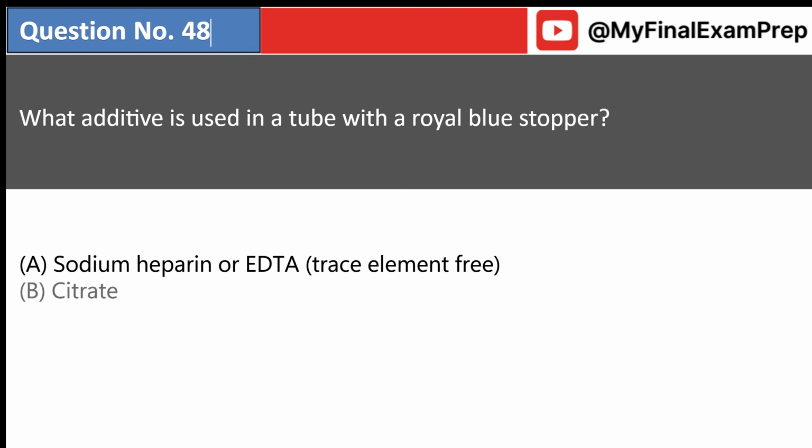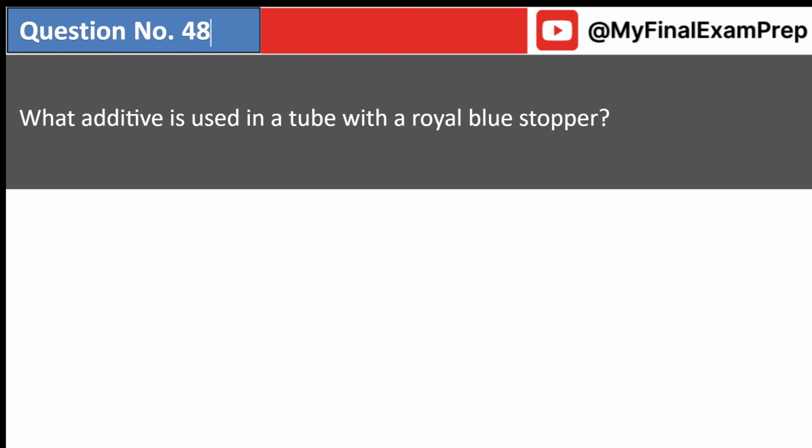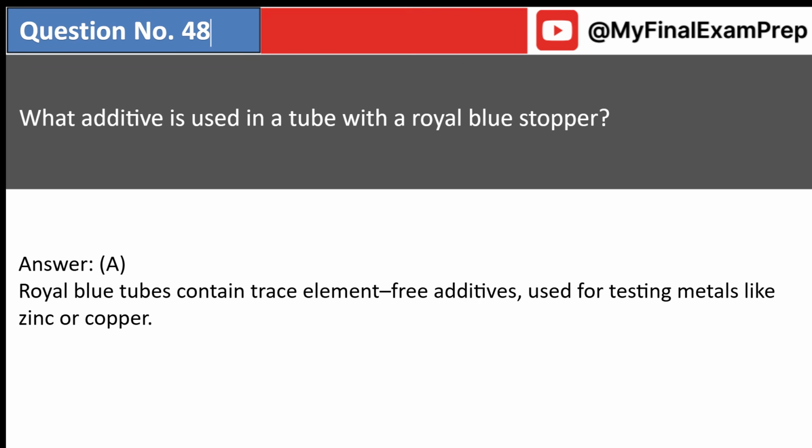What additive is used in a tube with a royal blue stopper? A. Sodium heparin or EDTA, trace element free. B. Citrate. C. Fluoride. D. Oxalate. Answer: A. Royal blue tubes contain trace element free additives, used for testing metals like zinc or copper.